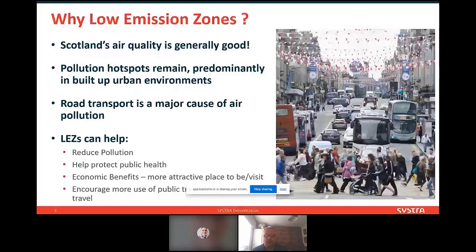So low emission zones themselves, as well as reducing the pollution, obviously, within the zone, they do help to protect public health. That's a key element here. But there's also other elements as well. There's economic elements, when you think about placemaking for the city centres, more attractive place to be and visit if there's not high pollutant vehicles in the air, or the emissions from the vehicles in the air. And they also encourage more use of public transport and active travel, walking and cycling, etc.